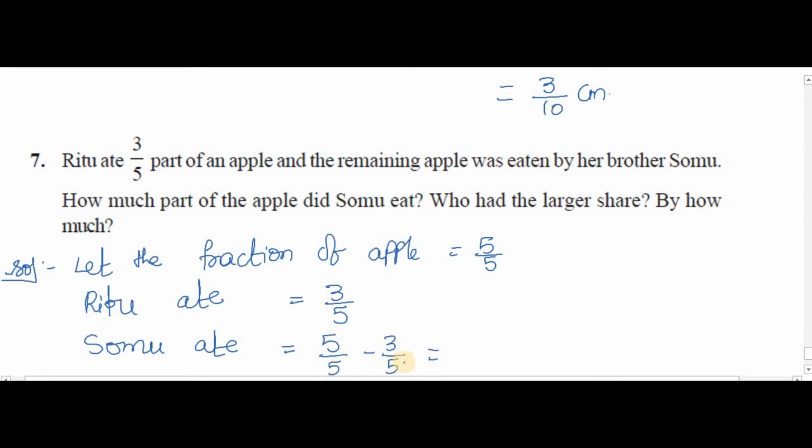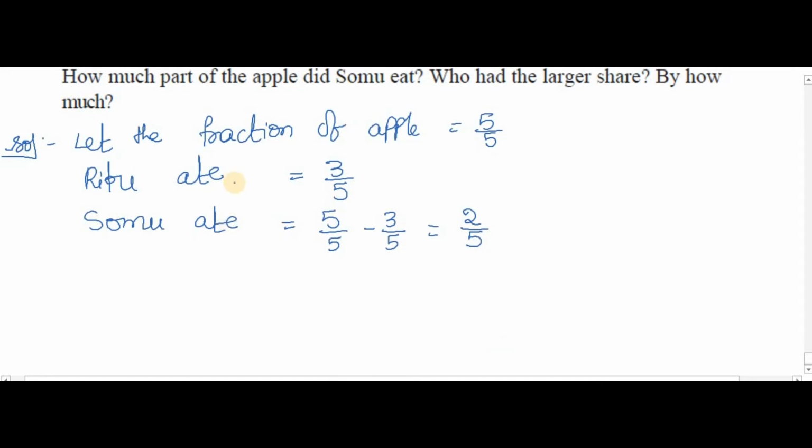So here my fractions are same, my denominators are same. I can simply subtract the numerators. 5 minus 3 is 2, 2 by 5. Now he is asking how much part of the apple did Somu eat. Somu ate 2/5 of the apple, right? Now who ate the larger share? So between 2 by 5 and 3 by 5, which is bigger one? Yes, Ritu ate the larger share.